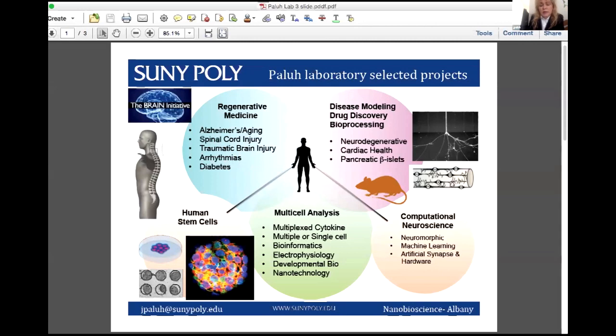And so you have to be able to look at aspects like the electrophysiology, and include bioinformatics, so what genes are being turned on and off, and single cell and multi-cell analysis. So the analysis gets pretty complex.